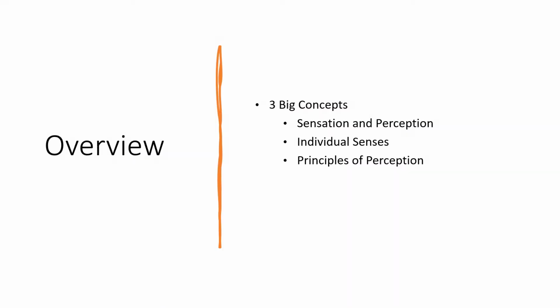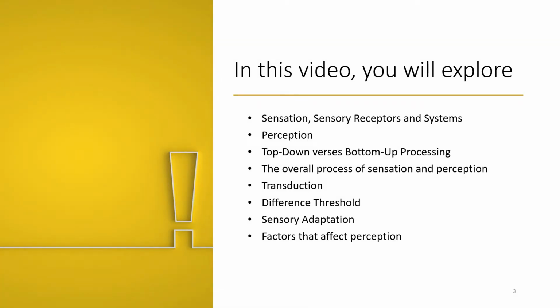There are three major concepts that you'll be exploring in this module. These include sensation and perception, the individual senses, and then the principles of perception. In this particular video, you're going to be exploring sensation, sensory receptors, and systems. You're also going to get an overview of what perception is and top-down versus bottom-up processing.